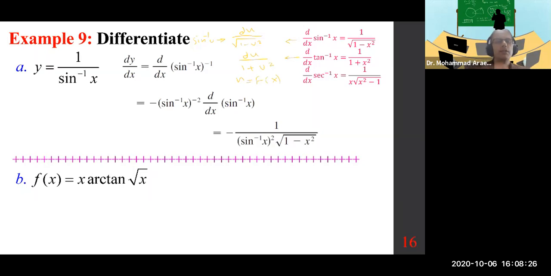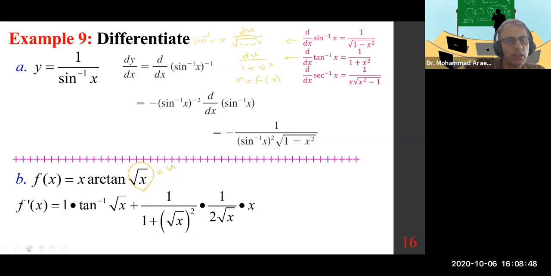So with that being the case, in this case, this is u. Please understand, u is square root of x. So 1 times arctan square root of x, then 1 over 1 plus this thing squared, and times the derivative of square root of x. I want to make sure everybody understands this step, so let's go over that. 1 over 1 plus u squared, where u is square root of x, and then times the derivative of the square root of x, which is 1 over 2 square root of x.